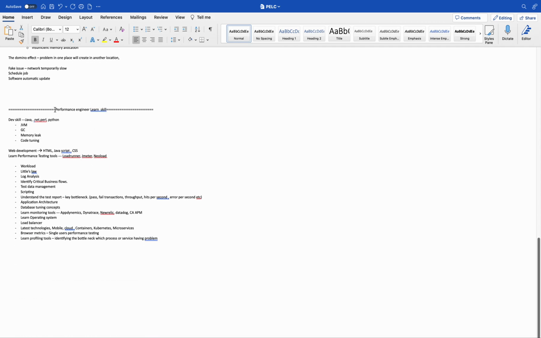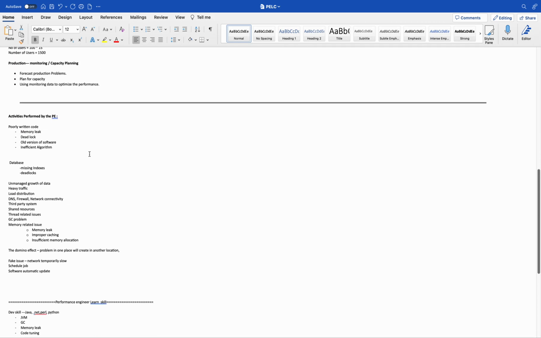So next one, I just wanted to share with you some of the information. What are the activities performed by the performance engineer? So main activities: we need to identify poorly written code that may cause issues like memory problems, deadlocks, old versions of the software, inefficient algorithms. These all come under the poorly written code. Second one is the database. In database there are some missing indexes, deadlocks.